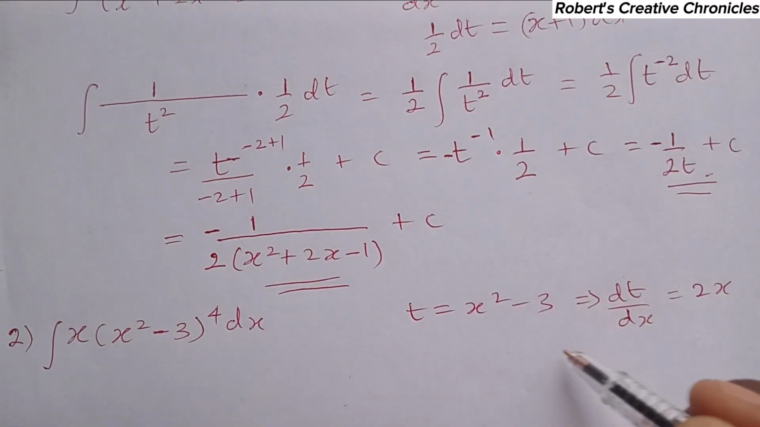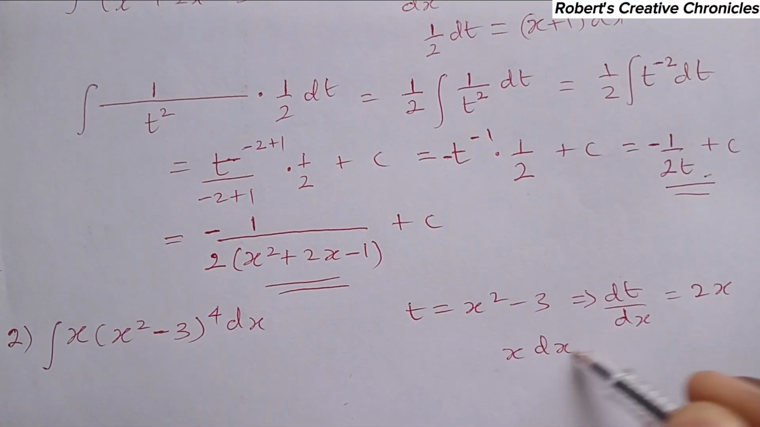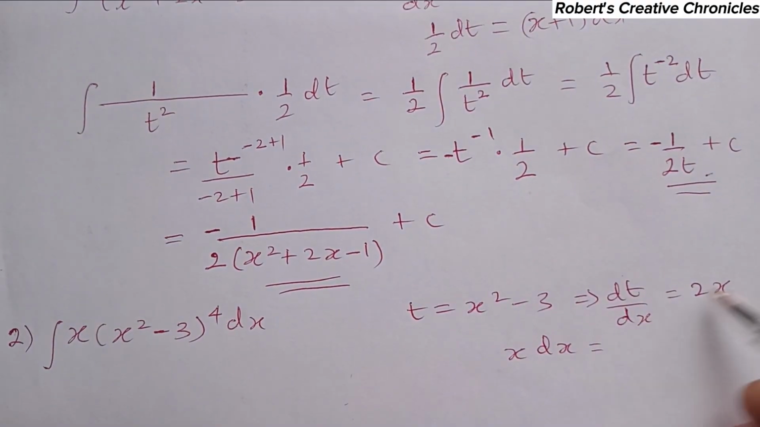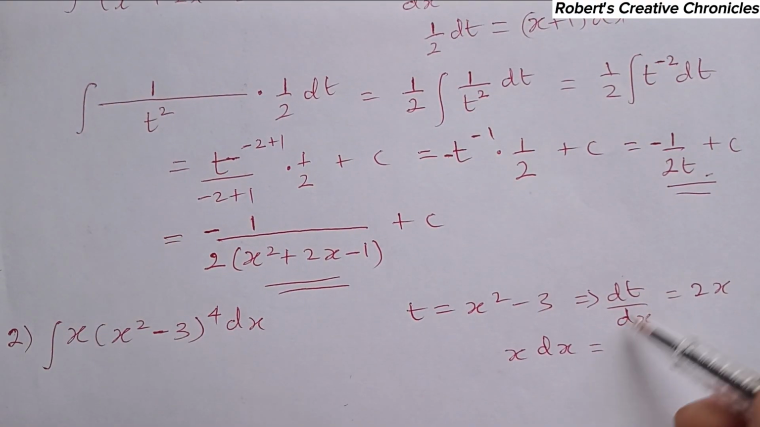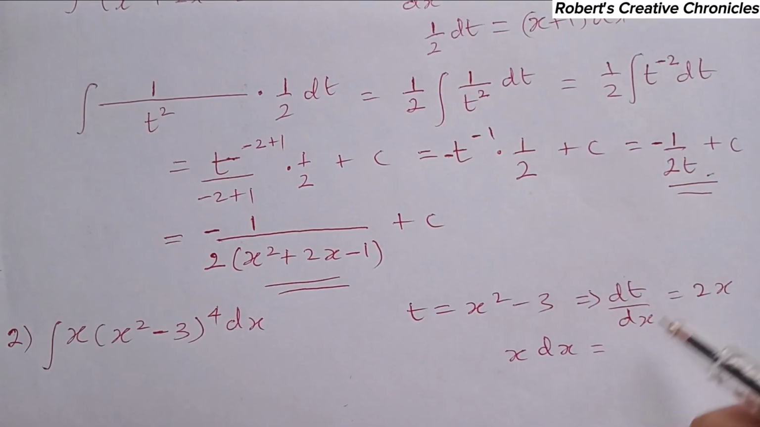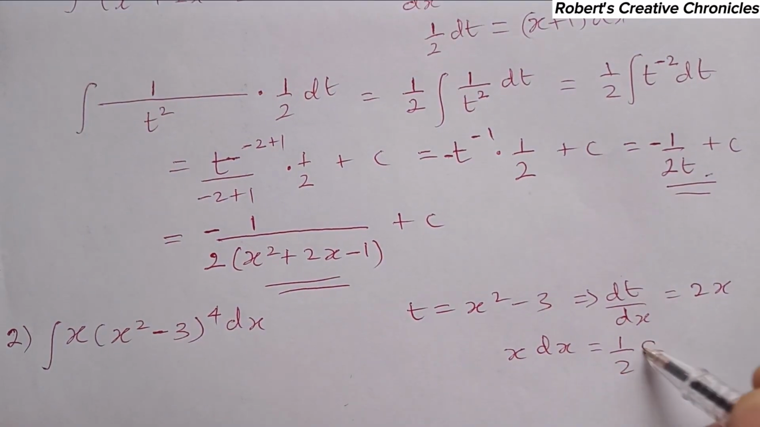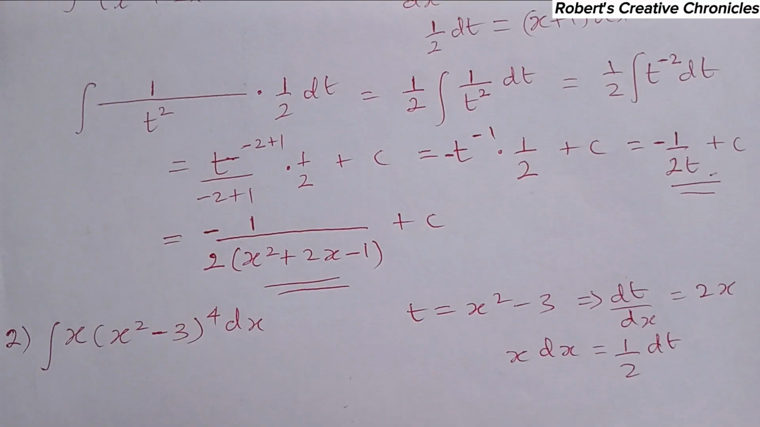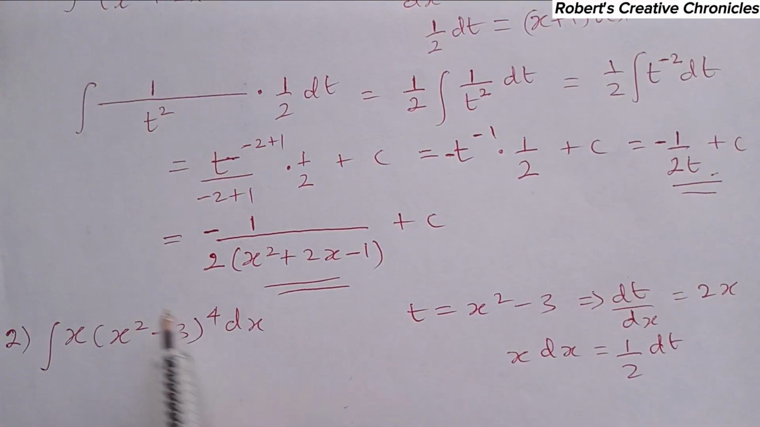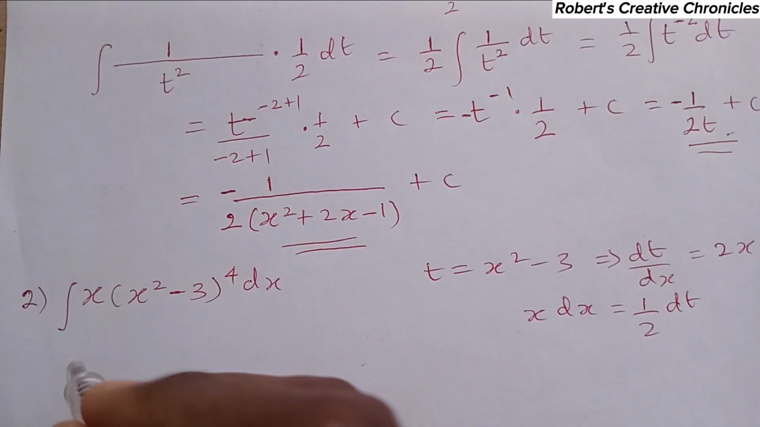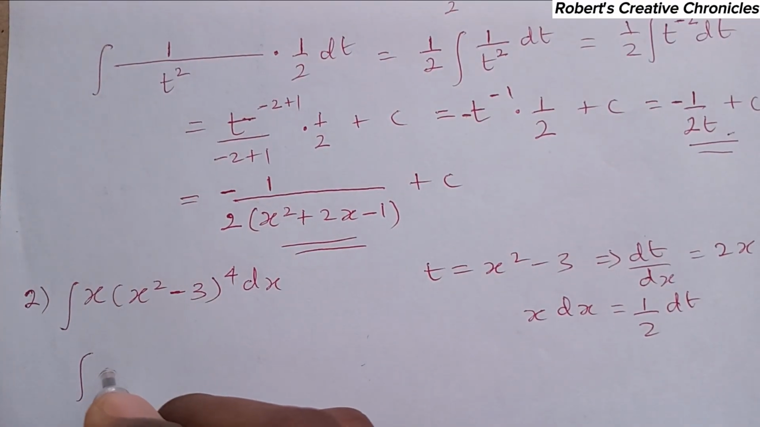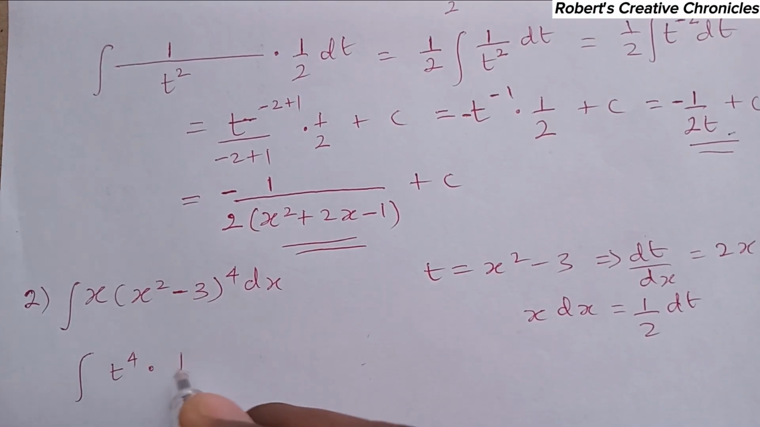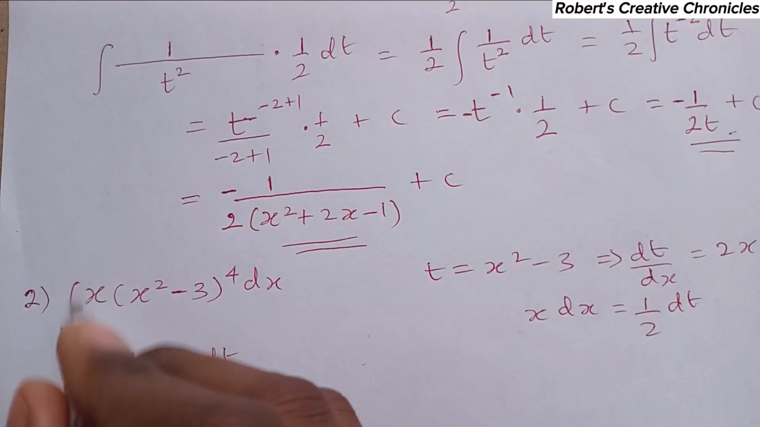So x dx will be equal to what? You take the 2 to the right hand side and bring it down, so it becomes half dt. So x dx is half dt. Then we substitute t in this integral. So it becomes the integral of t raised to the power of 4 times half dt to represent x dx.